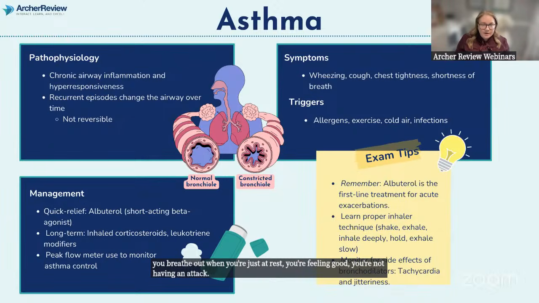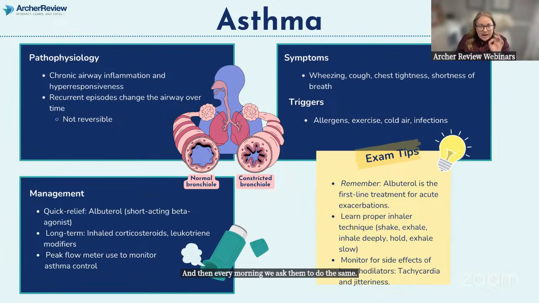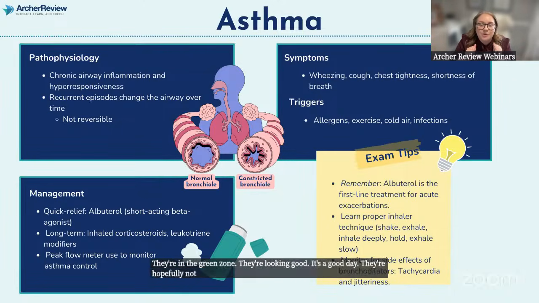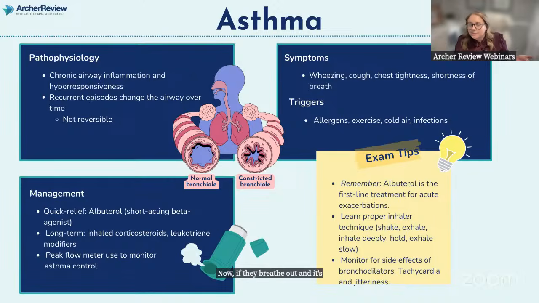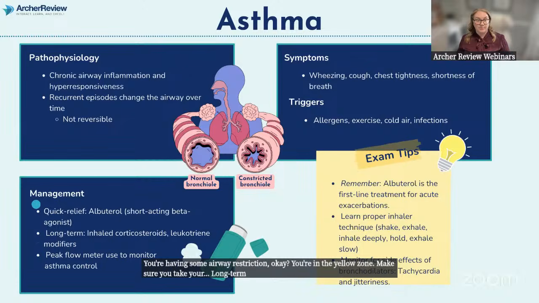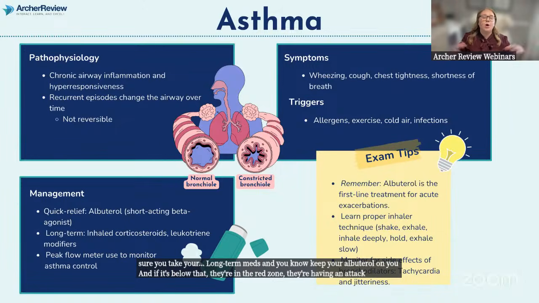And then every morning we ask them to do the same. And when they're able to breathe out 80 to 100% of their personal best, they're in the green zone. They're looking good. It's a good day. They're hopefully not going to need their rescue inhaler, okay? Now, if they breathe out and it's only in the 60 to 80% range of their personal best, we're like, oh, you're having some airway restriction, okay? You're in the yellow zone. Make sure you take your long-term meds and keep your albuterol on you. And if it's below that, they're in the red zone, they're having an attack, you need your albuterol. We've got to open those airways up.